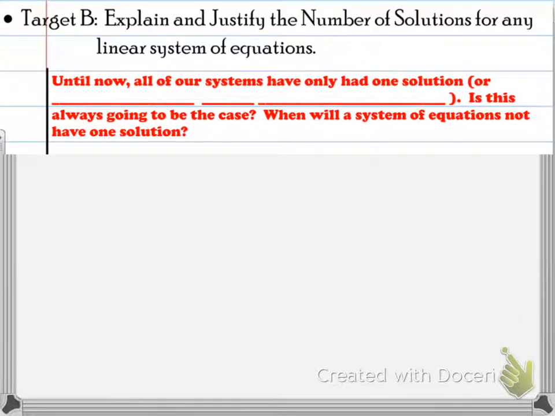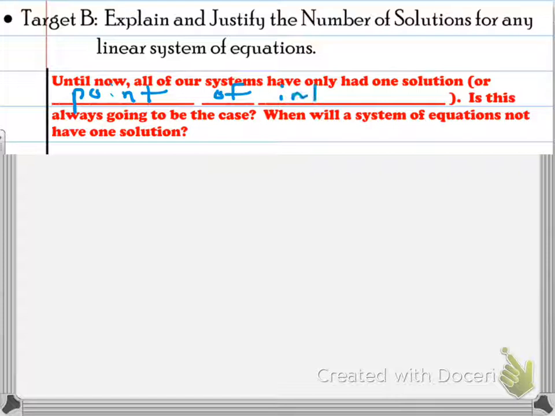Okay, so moving on, why don't you guys go ahead and write down the target for today at the top of your notes. Our target is to explain and justify the number of solutions for any linear system of equations. Now you might think we've already done that, looking at 3 different ways to solve systems of equations, but there are some cases that we have not looked at yet. Specifically, all of our systems have had one solution, or if you look at it graphically, they have one point of intersection.